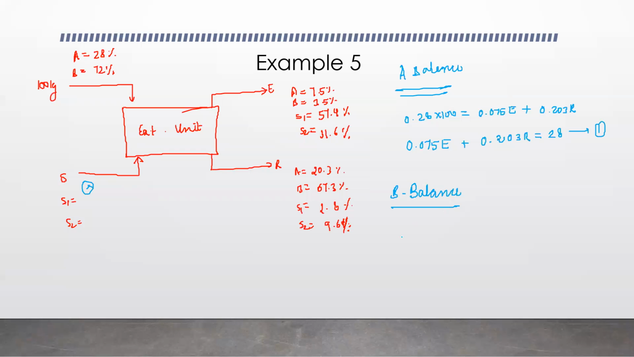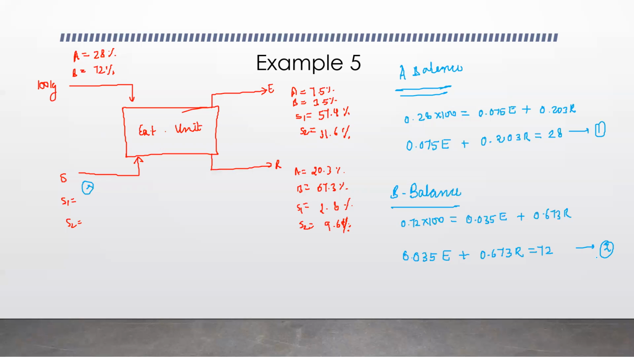So when we form the B balance equation, we get 0.72 into 100 is equal to 0.035 E, that is B in the upper layer, plus 0.673 R, that is B in the lower layer. So we get 0.035 E plus 0.673 R is equal to 72. That is your equation number 2.